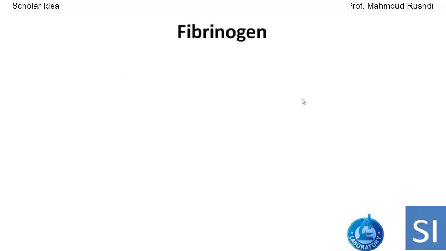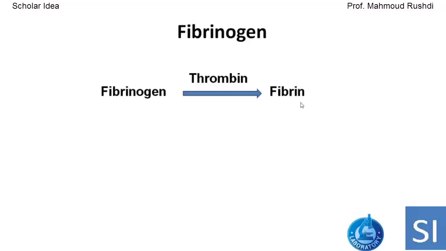Fibrinogen is a glycoprotein synthesized in the liver, and it is one of the coagulation factors that play an important role in the formation of a clot, as fibrinogen is converted to fibrin threads by thrombin at the site of blood vessel injury, which results in the formation of the blood clot.